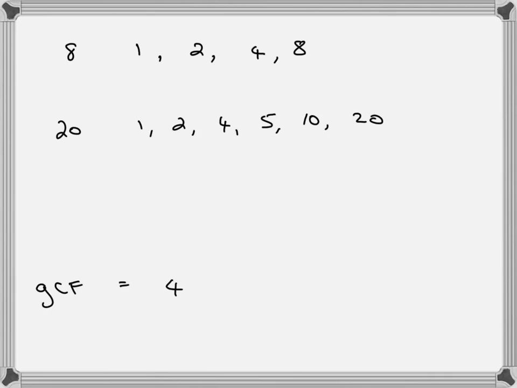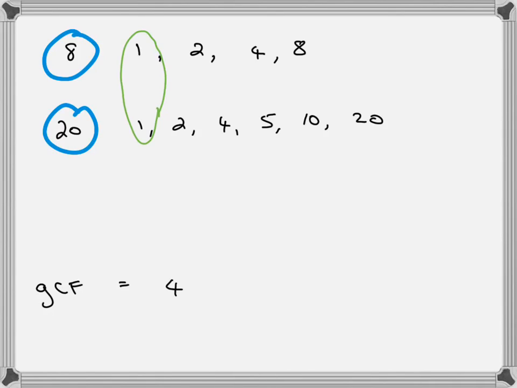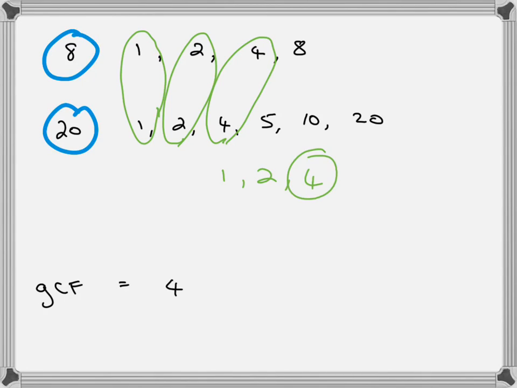Right, let's look at this one. We've got 8 and we've got 20. And let's circle the numbers that are the same. We've got 1 that they share, 2 that they share, and 4 that they share. They don't share anything else. So our factors that they share are 1, 2, and 4. And 4 is the biggest of those, so we wrote it down here as our greatest common factor equals 4.